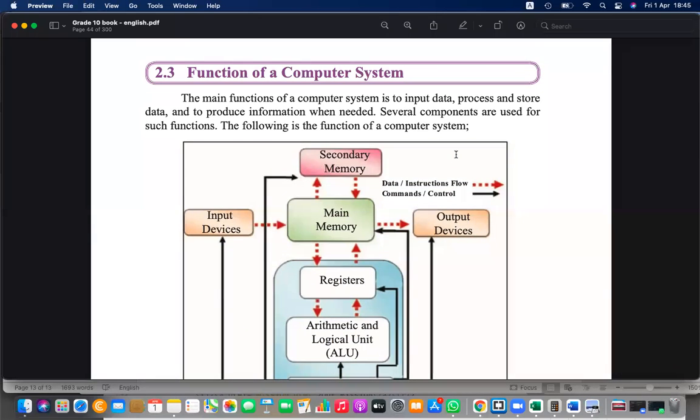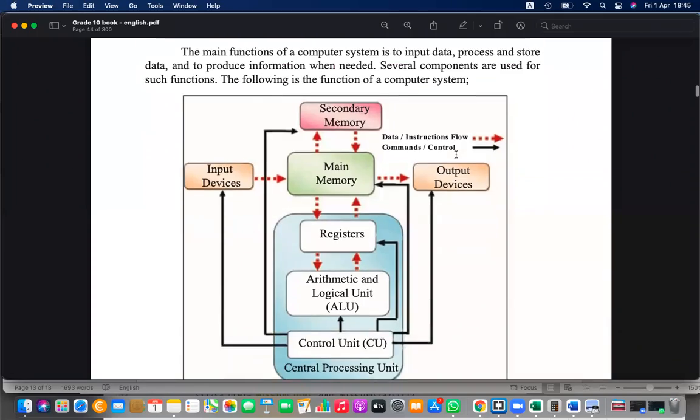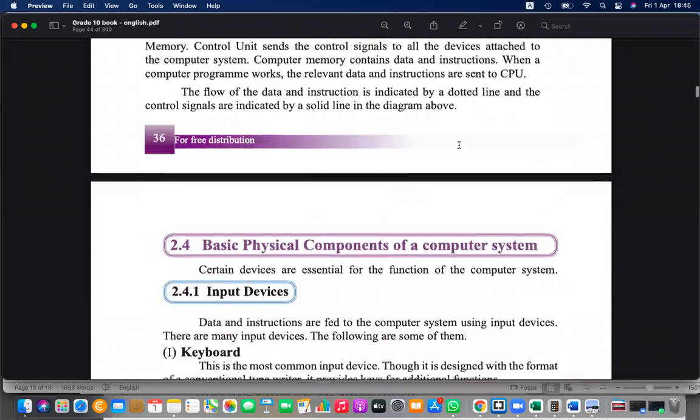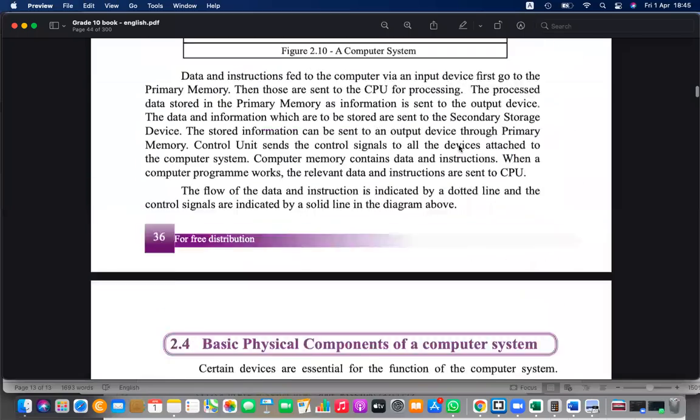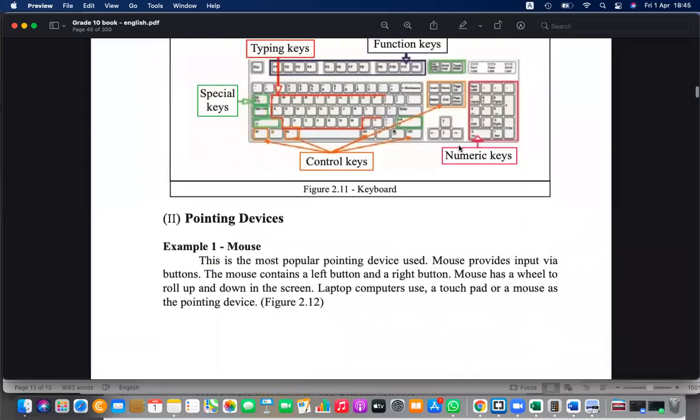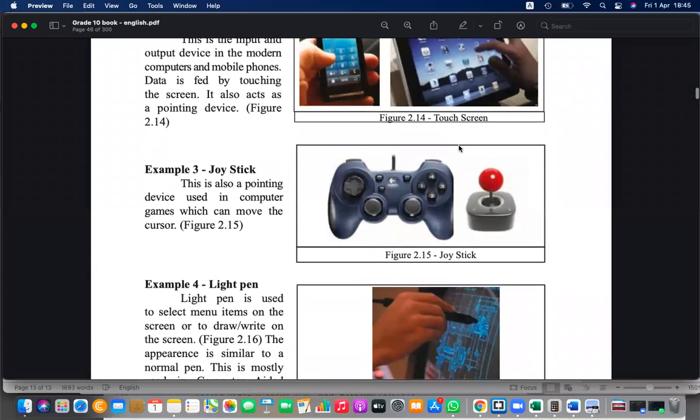Let's learn about this more carefully next day. For today, I'm going to stop here. Next day, we'll discuss more about the functionality of the computer and also learn about different devices.